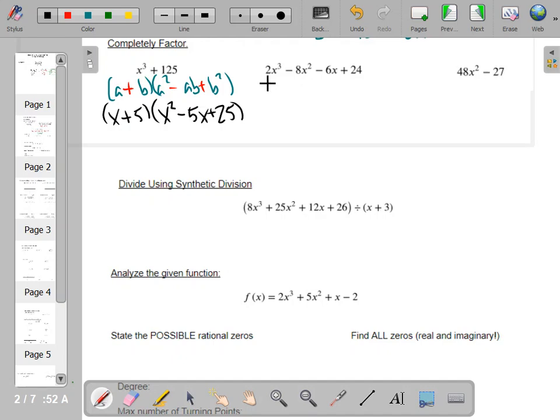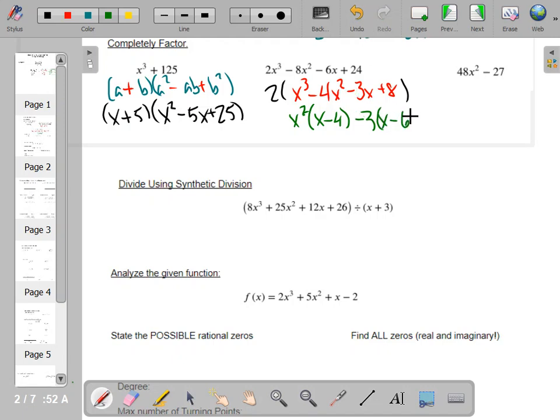Here there are 4 terms. It looks like there's a big GCF. So first let's do the GCF. They're all multiples of 2. X cubed minus 4x squared minus 3x plus 8. So first factor out the GCF. Now since you have 4 terms, you're factoring by grouping. So you find the GCF of the first half, that's x squared. X minus 4, and then the GCF of the right side is a 3, but bring down the negative.